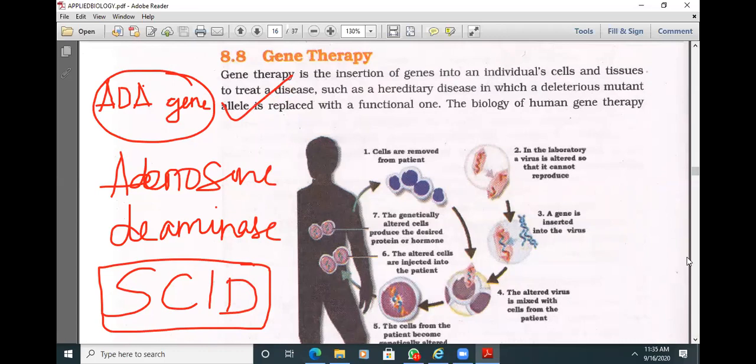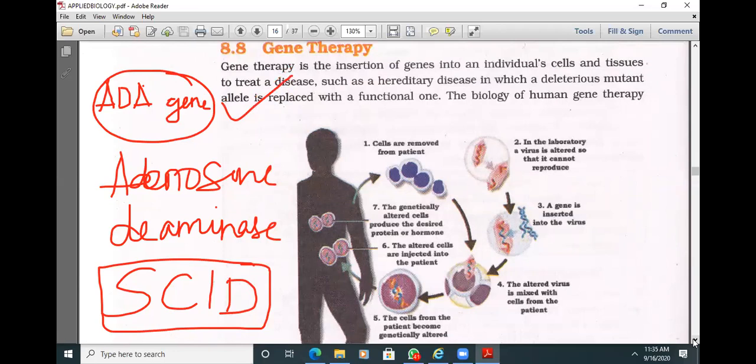Okay, in the laboratory, a virus is altered so that it cannot reproduce. A gene is inserted into the virus. The altered virus is mixed with the cells from the patient. The cells from the patient become genetically altered. Then after that, the altered cells are injected into the patient. The genetically altered cells produce the desired protein. This is the basic gene therapy, not only for the ADA gene.